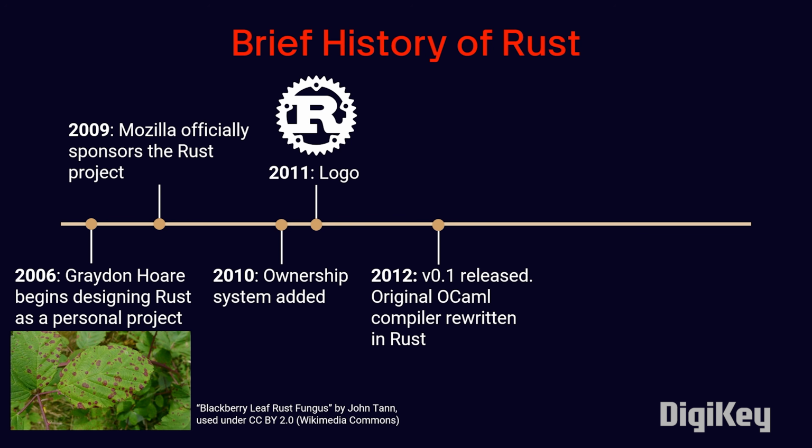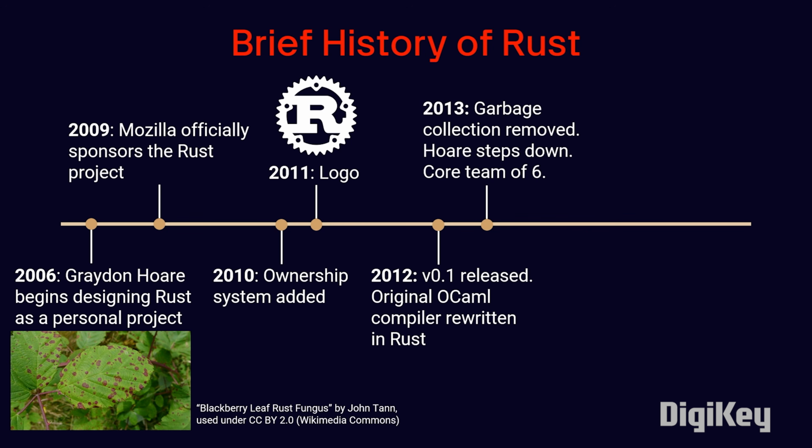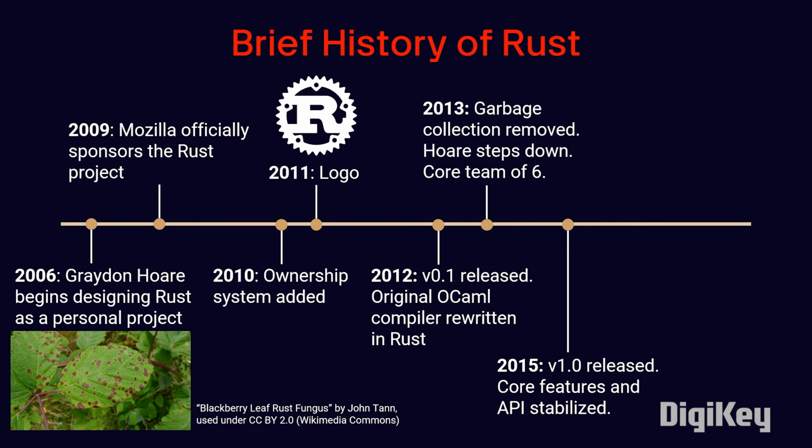While Rust originally had a garbage collection system, it was used less and less. By 2013, the team fully removed the garbage collection system from the language and enforced the ownership system as the primary means of ensuring memory safety. Hoare also stepped down that year to let a more organic governing system evolve. Version 1.0 was released in 2015, which focused on stabilizing the core features and ensuring some level of backward compatibility with future releases.